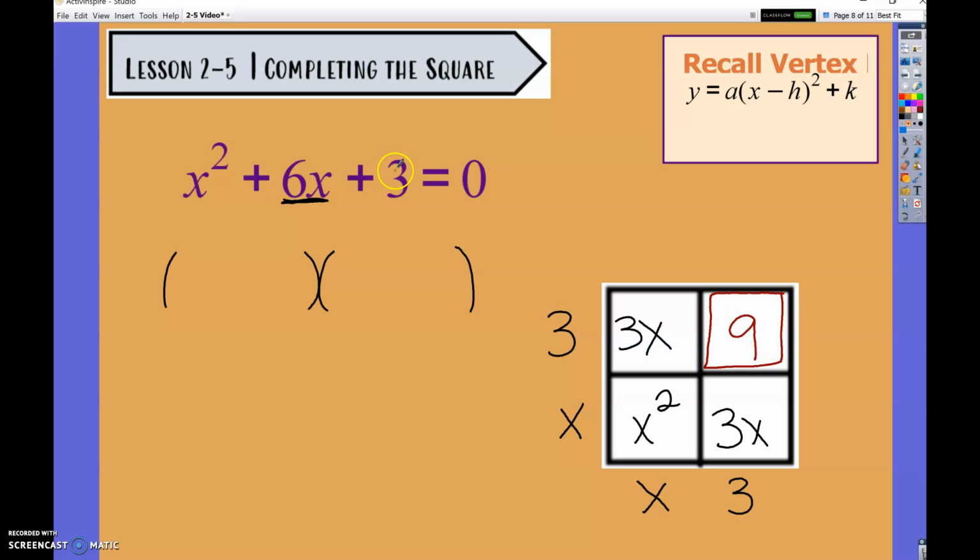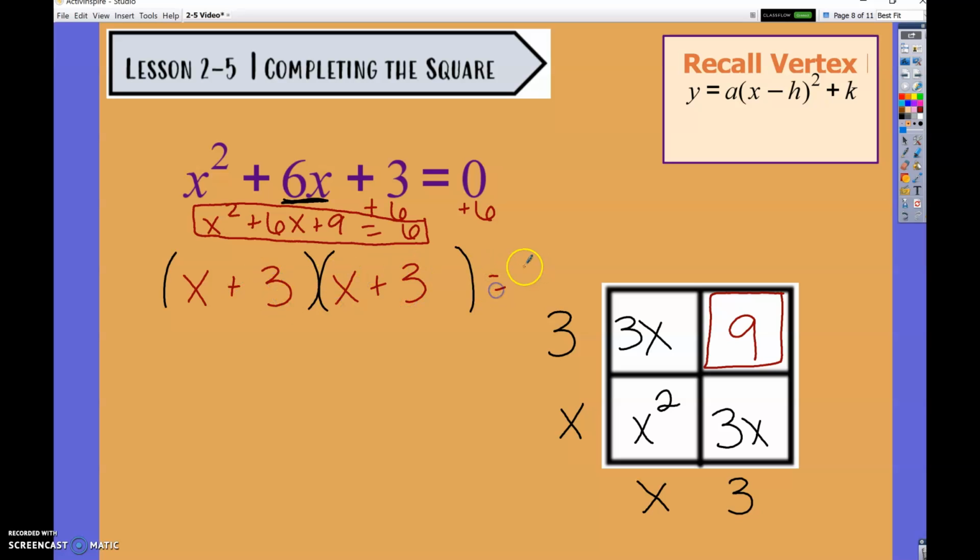And I only have 3 right here. Well, if I add 6 to both sides, I will get the 9 I want. So this would be x squared plus 6x plus 9 equals 6. I have now modified my equation, but as long as I do to the left side what I do to the right, nothing wrong there. Well, x squared plus 6x plus 9 is x plus 3 times x plus 3. And now it's equal to 6. I can rewrite that as x plus 3 quantity squared equals 6.